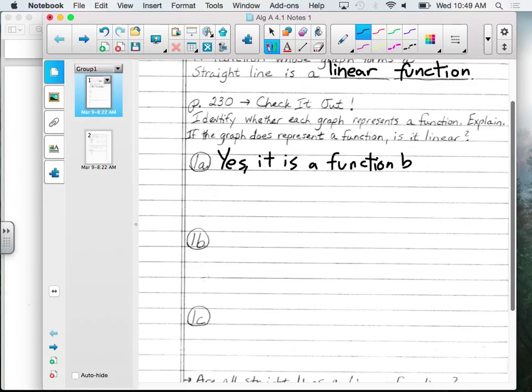Because each x value is paired with only one y value.